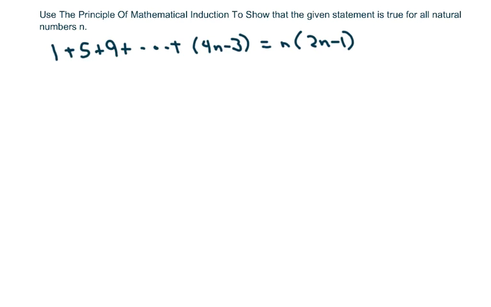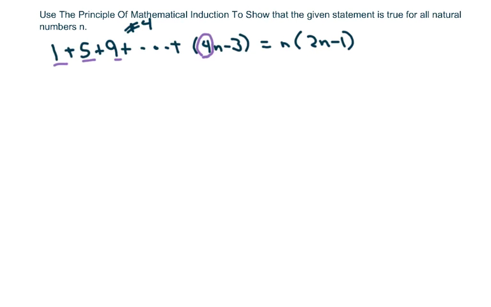Hi everyone, we're going to continue on with the principle of mathematical induction. This one is number 4. So basically let's look at this. It's arithmetic. The common difference is 4. You see the 4 right here. It's like the slope of a linear line. Arithmetic sequences are linear in nature.